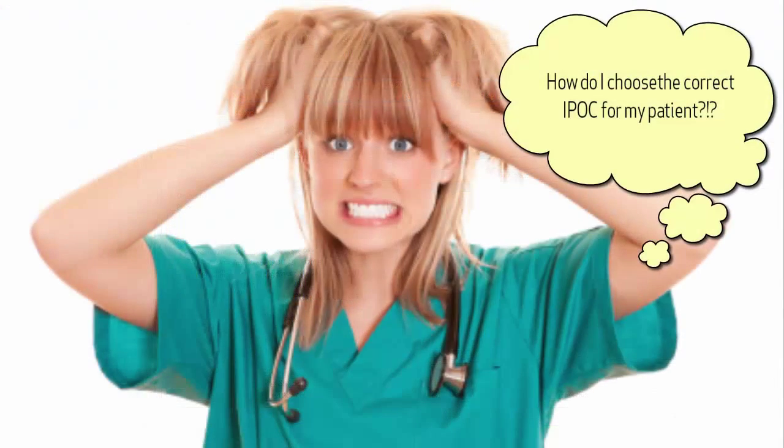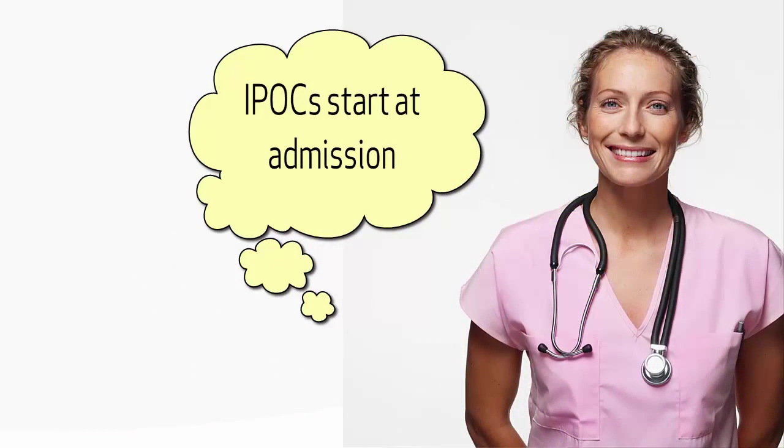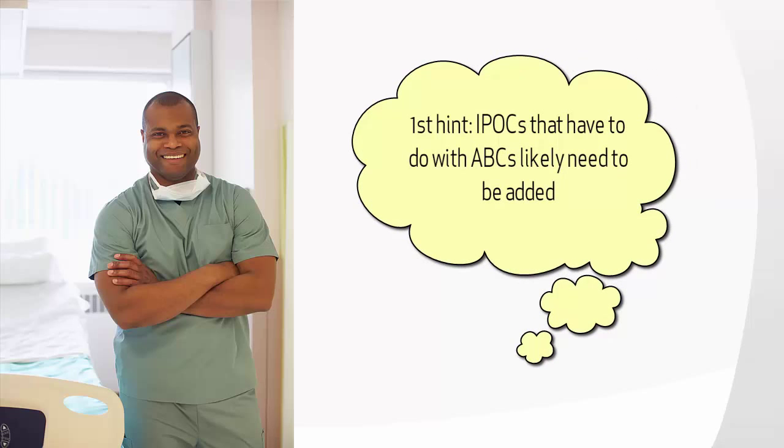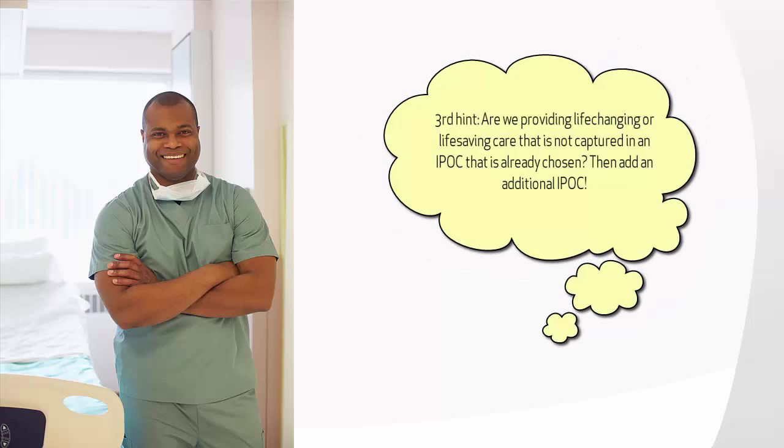But how do you choose the correct IPOC for the patient? Here are some helpful hints. IPOCs start at admission. The 3 hints to help you decide if an IPOC needs to be added to the patient's chart are: IPOCs that have to do with the ABCs likely need to be added. IPOCs that have to do with patient safety likely need to be added as well. Are we providing life-changing or life-saving care that is not captured in an IPOC that is already chosen? Then add an additional IPOC.